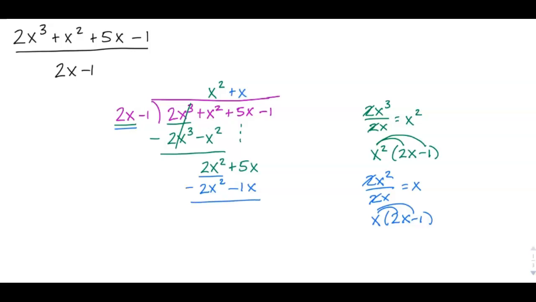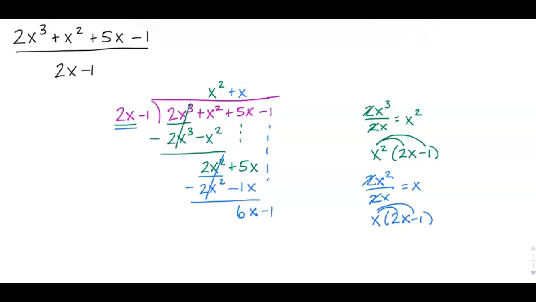So divide, multiply, subtract. 2x squared minus 2x squared, those terms cancel. And again, watch the subtraction here. 5 minus a negative 1 is like 5 plus 1. So that's going to give us 6x. And then bring down one more time the minus 1.